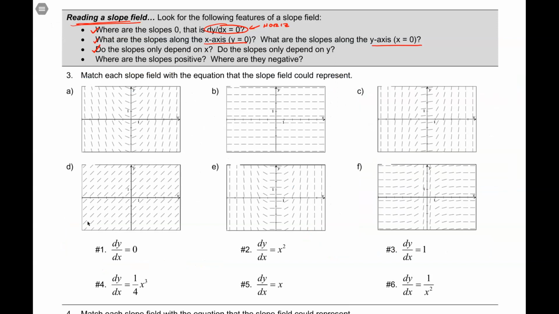Fourth pointer I have here for reading a slope field is to look where the slopes are positive and where they are negative, because again, that can be an indication of what the original differential equation looks like.